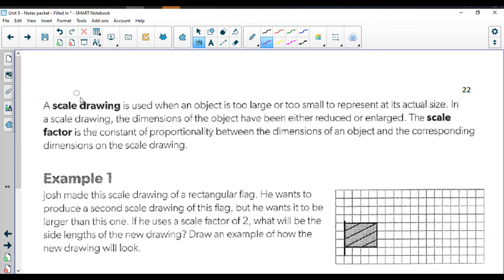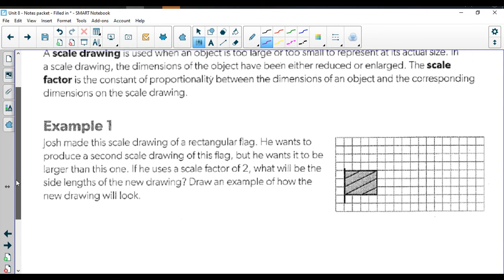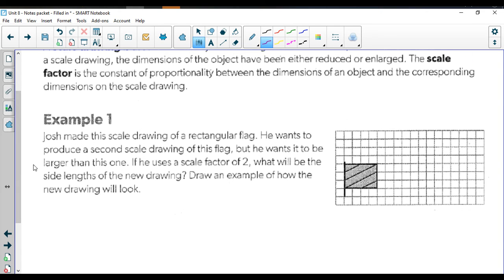We're going to talk real quickly here just a little bit more about a scale drawing. You can read the paragraph that's there in your notes on page 22. We use scale drawings when the object's too big or too small to actually show in a picture. So when I look at example number 1, Josh made a scale drawing of this flag. He wants to produce a second one, but he wants it to be bigger. So he uses a scale factor of 2.